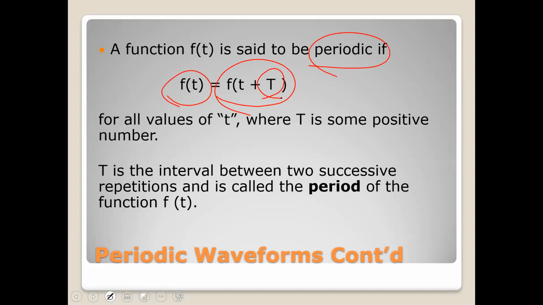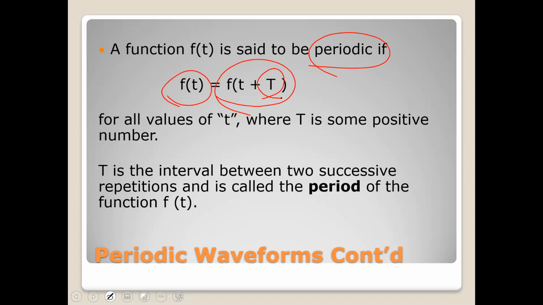Or in other words, the waveform at a point, if I shift it, it will be the same waveform. So in other words, it's periodic. It's being repeated. And as we have established, T is the interval between the successive repetitions, and we have already established that that is the period of the wave.